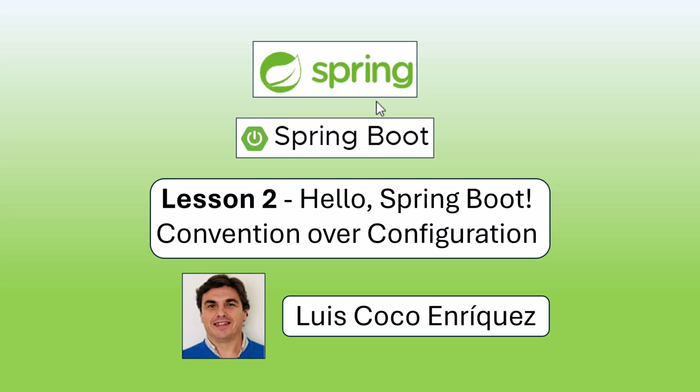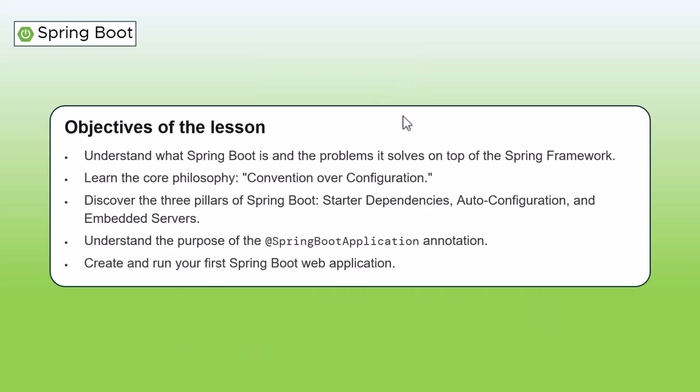Lesson 2. Hello, Spring Boot. Convention over configuration. Objectives of the lesson. Understand what Spring Boot is and the problems it solves on top of the Spring framework. Learn the core philosophy, convention over configuration. Discover the 3 pillars of Spring Boot: starter dependencies, auto-configuration, and embedded servers.